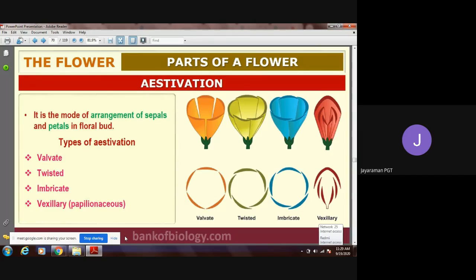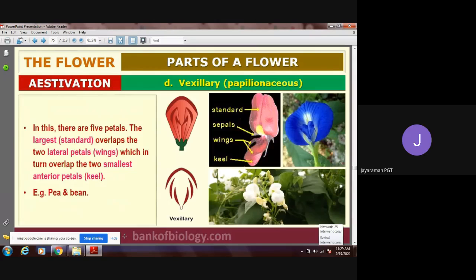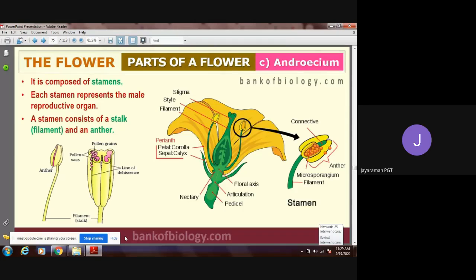Vexillary means a special type where one large petal completely overlaps the other petals. The next 2 petals are one in, one out, and then the 2 innermost petals are small and fully inside. It is known as vexillary or papilionaceous type of petal arrangement. Twisted, imbricate, vexillary.